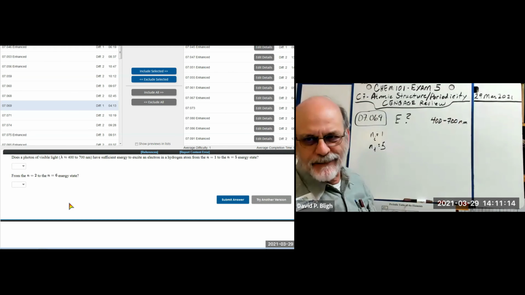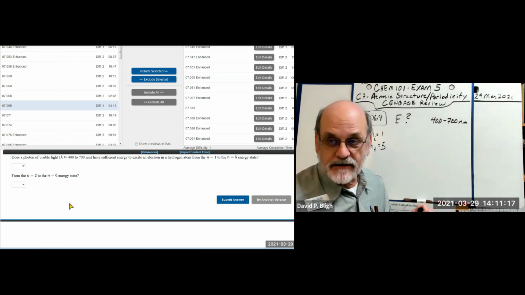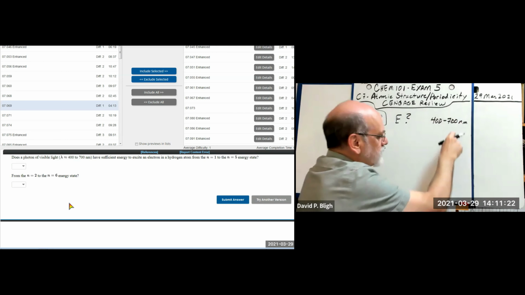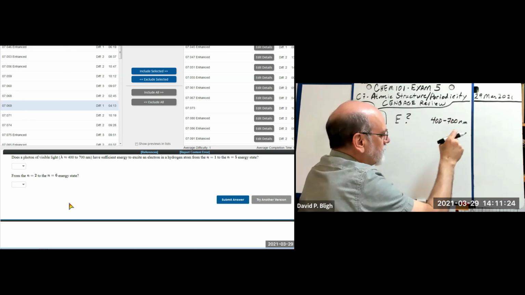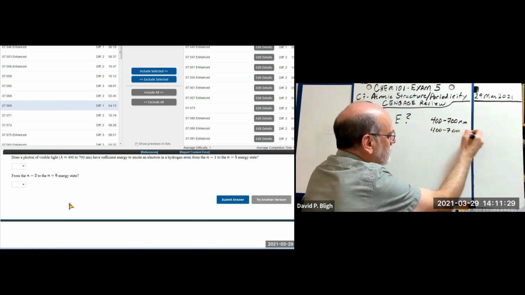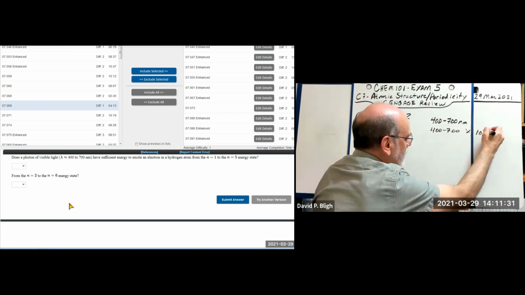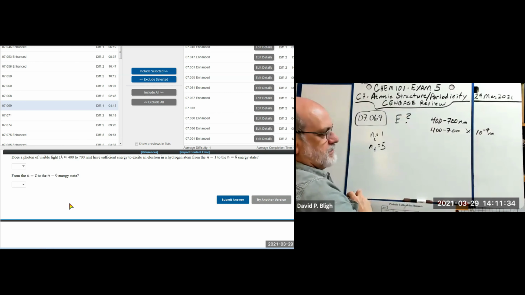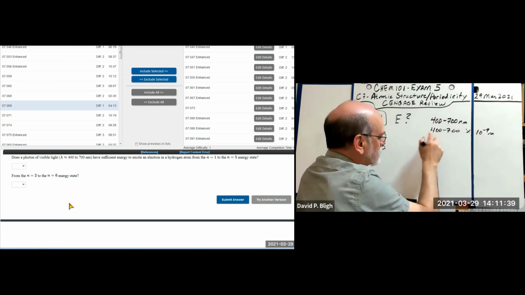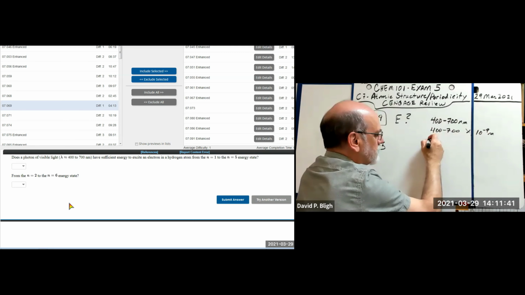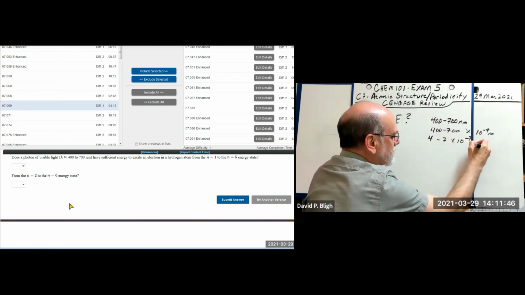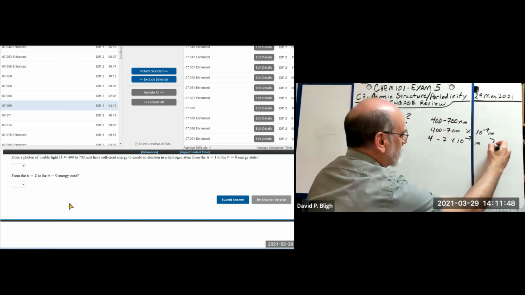All right, what's a nanometer? A nanometer is 10 to the minus 9th of something. So if we take 10 to the minus 9th here, we could say it goes from 400 to 700 times 10 to the minus 9th meters. Or take these two, subtract from that one, I'll actually add it to that one. Between 4 and 7 times 10 to the minus 7th meters wavelength.